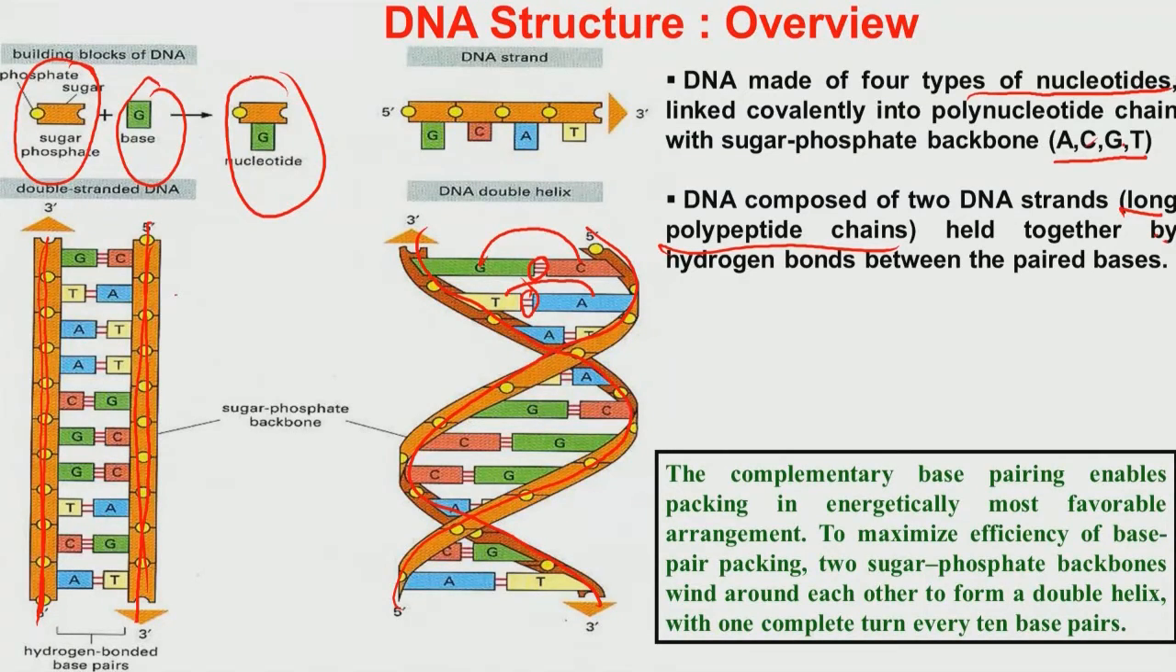So, complementary base pairing is a very important thing in the DNA structure, and it enables packing in the energetically most favorable arrangement. What it means is that this double helical structure essentially represents the lowest energy configuration, because you know from basic thermodynamics any structure in its equilibrium shape must represent the lowest energy configuration, then only would that structure be more stable.